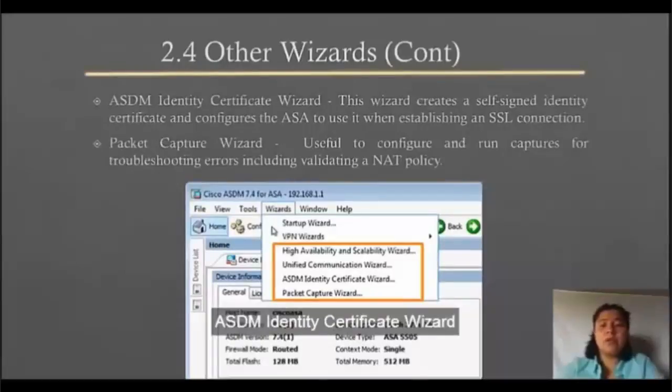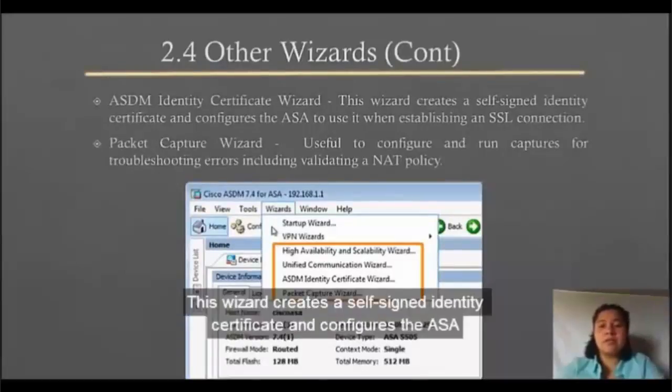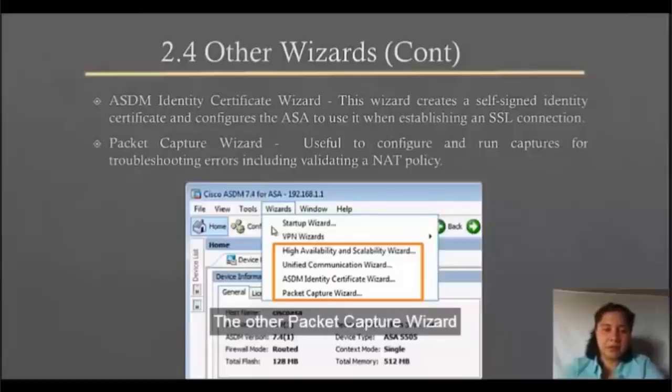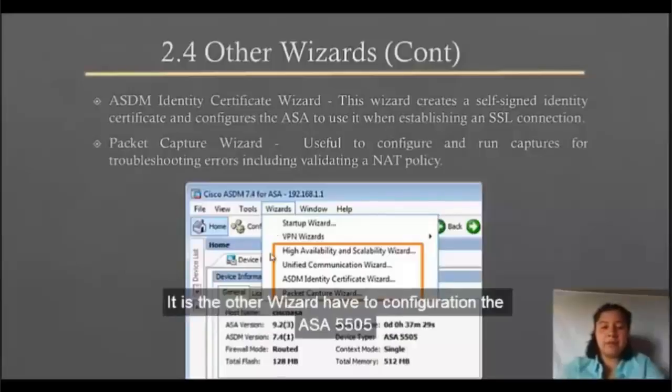The ASDM identity certificate wizard creates a self-signed identity certificate and configures the ASA to use it when establishing an SSL connection. The packet capture wizard is used to configure and run captures for troubleshooting errors, including validating a NAT policy. It's the other wizard that helps to configure the ASA 5505.